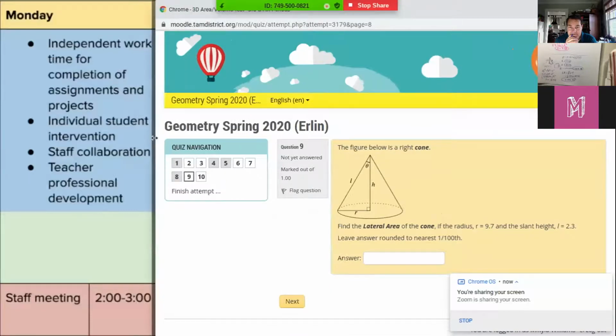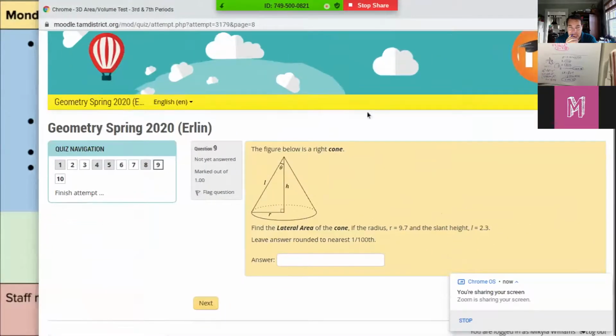Okay. So find the lateral area of the cone. Do you know the formula for the lateral area of a cone? No. It's the same one as for a pyramid, right? 1/2 P times L. P stands for the perimeter, and this base is a circle. We use a different name for the perimeter of a circle. What do we call that?